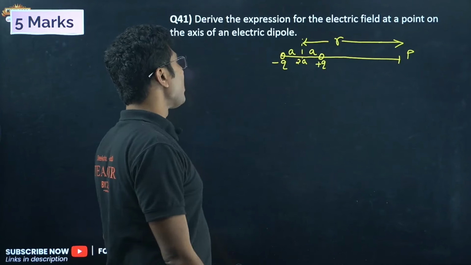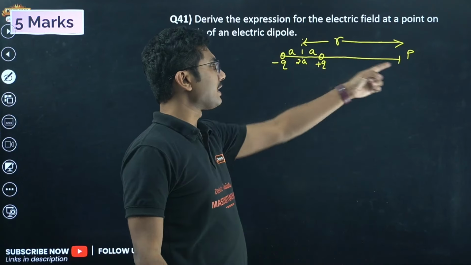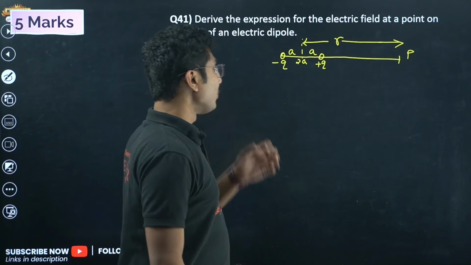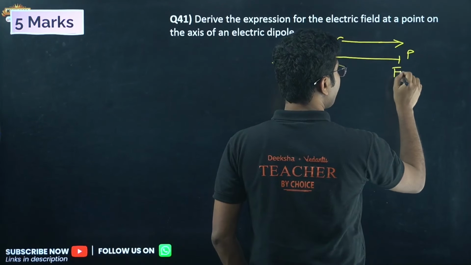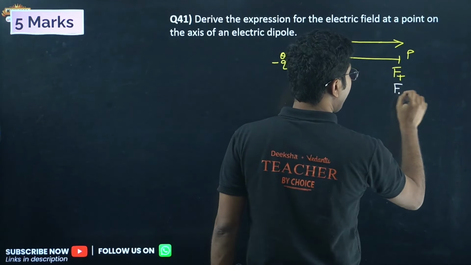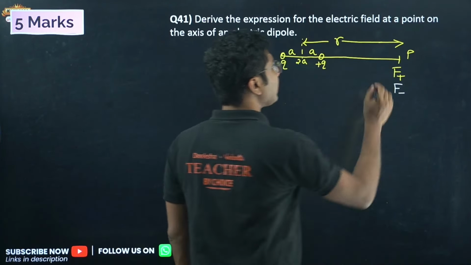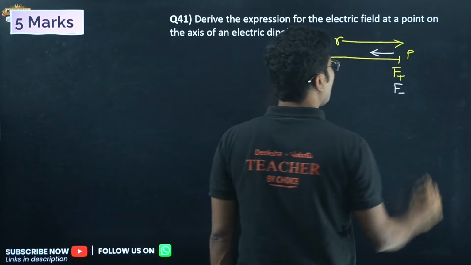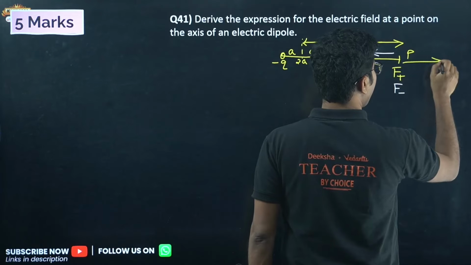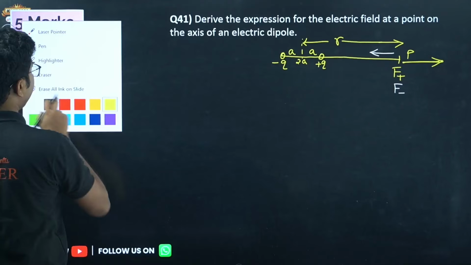Now what we have to do: first of all, we have to find the electric field due to individual charges at this point, and then we will apply the superposition principle to calculate the total field. So what are the two fields acting here? First of all, F plus, and secondly F minus. What is the direction of the electric field due to a negative charge? It is always towards the charge. What about a positive charge? The electric field due to a positive charge is always away from it. So this is F plus and this is F minus. Now we have to calculate them individually and then add them. That's it.